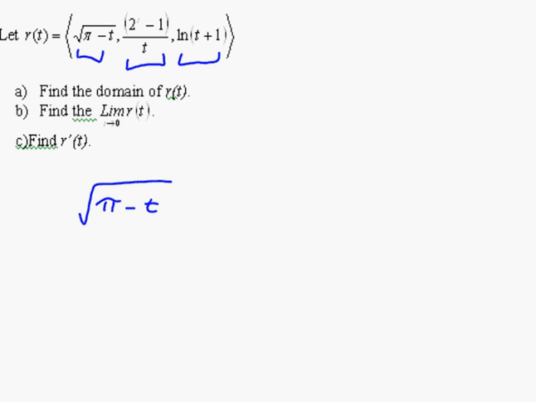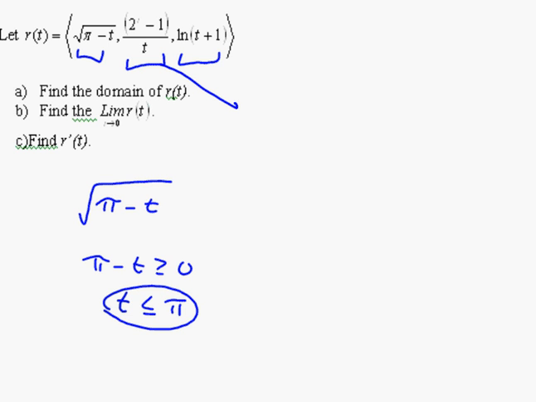If that's going to be defined, then pi minus t has to be greater than or equal to 0. So what does that tell me about t? T has to be less than or equal to pi. If t is less than or equal to pi, then when I did pi minus that, I'd get something that's greater or equal to 0. So you can think of this as the domain of the first component. Now that doesn't actually work for the other functions.